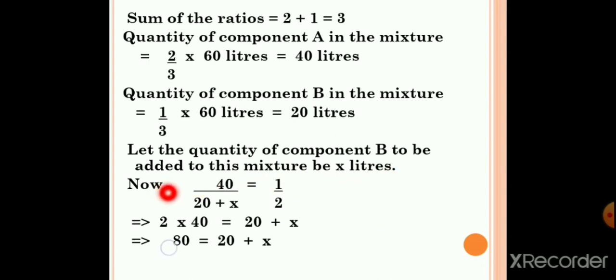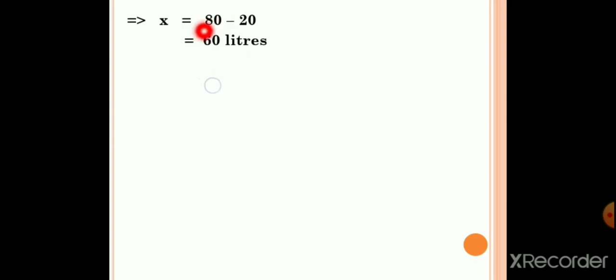Now the equation will be: component A will remain the same, so write 40 divided by component B, where we are adding X, so 20 plus X, which should be equal to 1 by 2. So let us now cross multiply this equation. On one side we get 2 into 40, which is equal to 1 into 20 plus X. So 2 into 40 gives 80 on the left hand side, equal to 20 plus X. Keep the X on the right hand side and bring 20 to the other side. Therefore X equals 80 minus 20, which is equal to 60 liters.